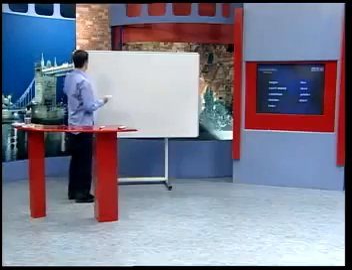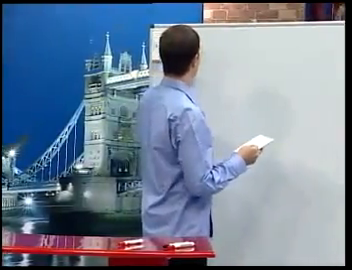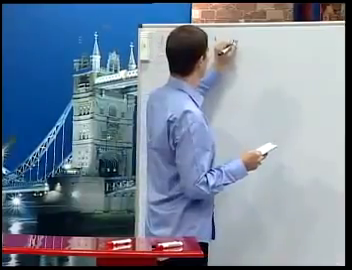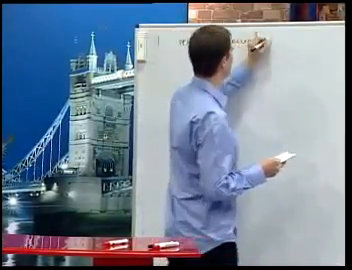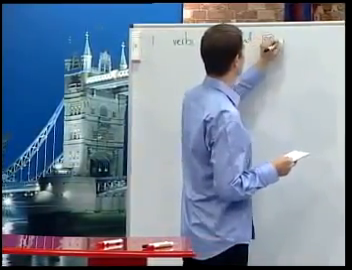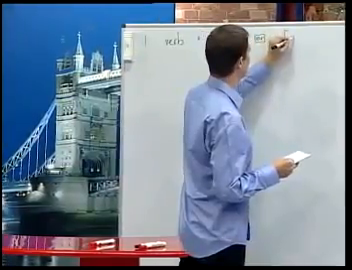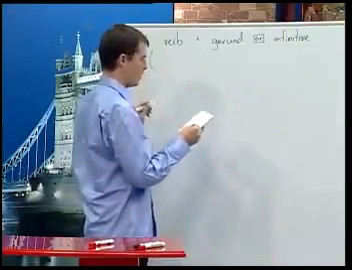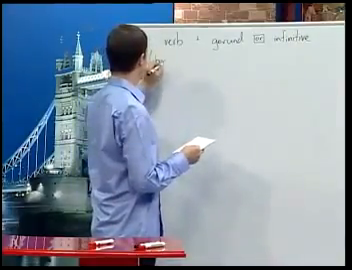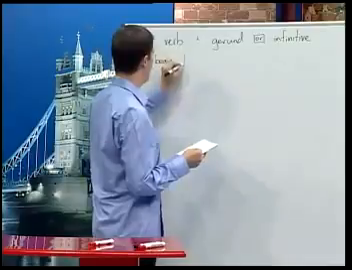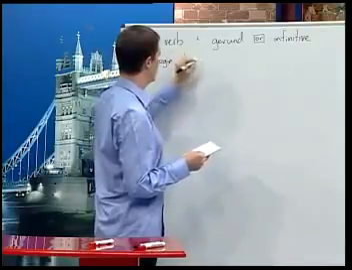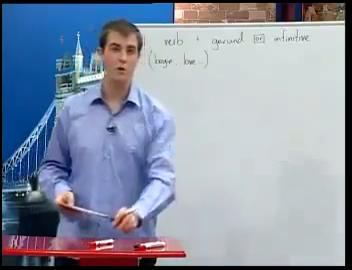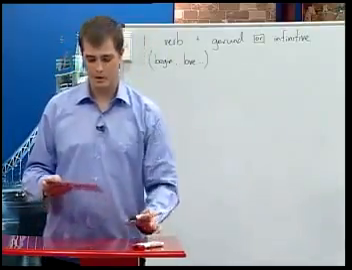So let's put this on the board. One, we can have some verbs plus a gerund or an infinitive. And some examples of these verbs are, for example, begin or love, etc. You just have to remember. There's no rule. You have to remember the verbs.